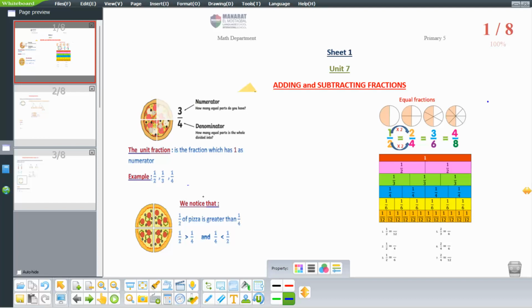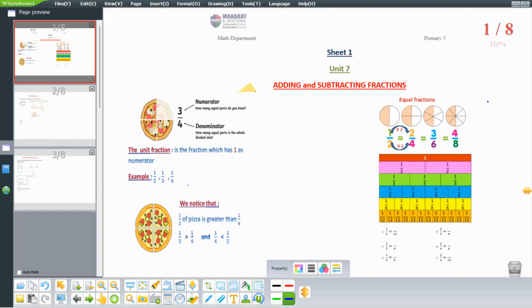Okay, here, if I ate half of a pizza and your colleague ate a quarter of a pizza, which one is greater? Of course, if you ate half, because half equals 2 over 4 or 2 quarters. So it means you ate 2 quarters and your colleague ate 1 quarter. So half is greater than 1 over 4, or quarter.